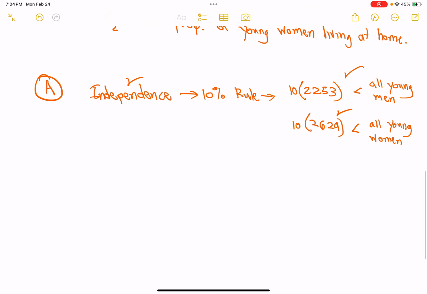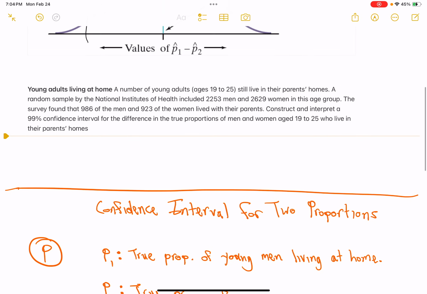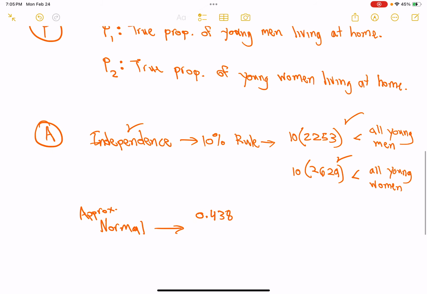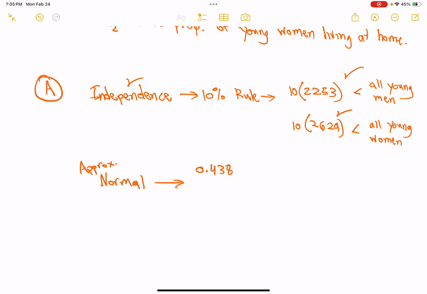Now, next thing we need to do, of course, is check to see, is it approximately normal? Let me write approx. You know I love approx. Is it approximately normal? Let's panic through it together, shall we? Now, the way we check this is we normally do, right? I went ahead and found the proportion for men. So I went ahead up here and I took 986 and divided by 2,253, I should say. And that got 0.438, right?